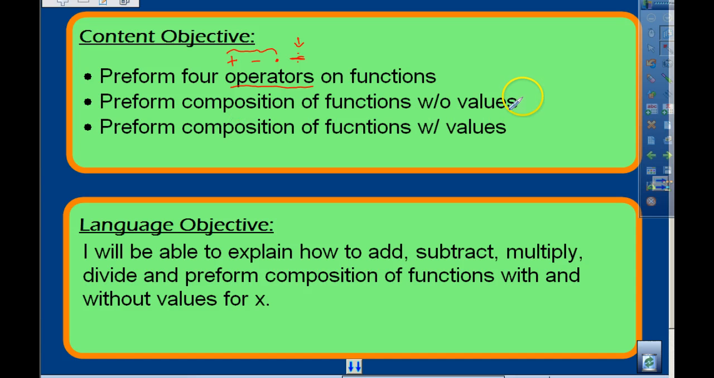The composition of functions, that's like plugging a function within a function. So you guys are used to plugging in, like, what's f of 1, what's f of 2. So it's similar to that, but we're going to be plugging in an expression. Instead of plugging in a number, we'll plug in what's f of x plus 2, what's f of x plus 3, or something like that.